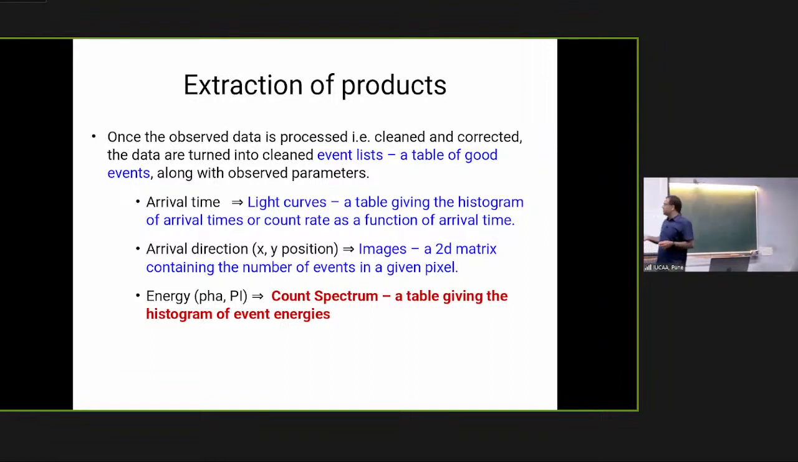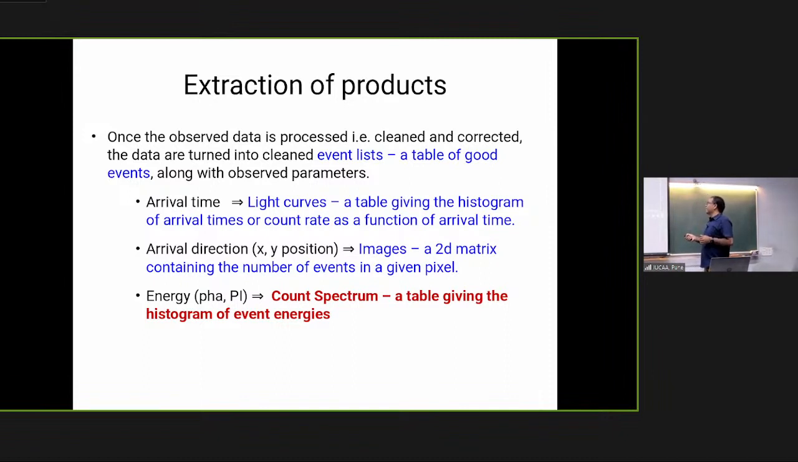So what you do is, I'll come to that. But given the list of photons with the arrival times in the detector, you can use this information to generate a light curve or time series, which is nothing but the flux or the count rate as a function of time. So how is the source varying in its emission output? That's the light curve.